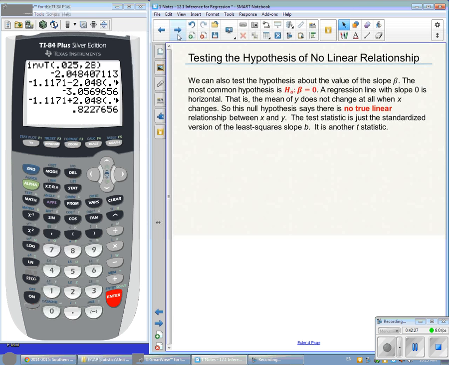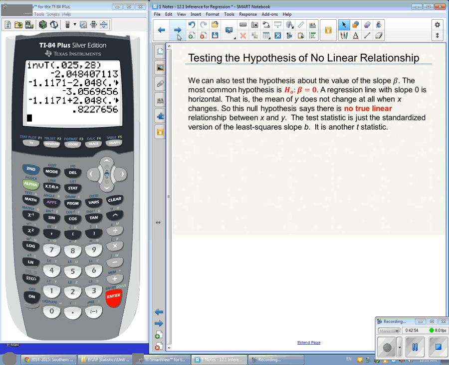And so when we're dealing with a slope, when we're dealing with regression, if I'm talking about no change or no difference, then that means I'm dealing with a slope of 0. So our null hypothesis is going to be that the true slope, and notice that we're using the letter beta because that is the population slope, equals 0, which is essentially saying that there's no true linear relationship between x and y. So that is our null hypothesis.